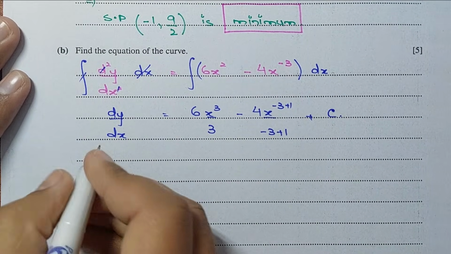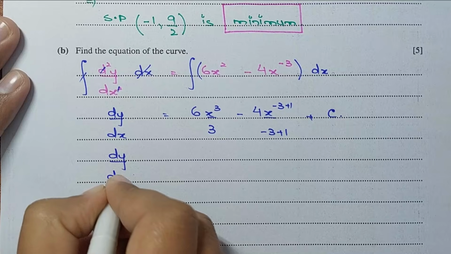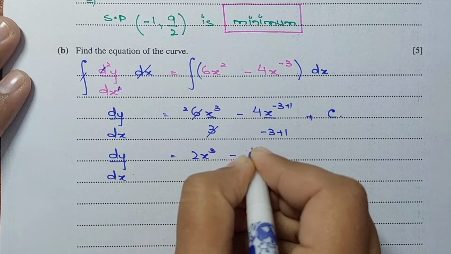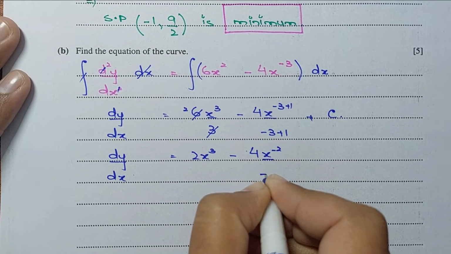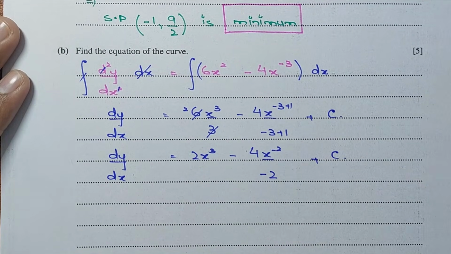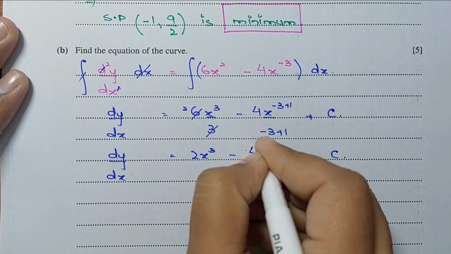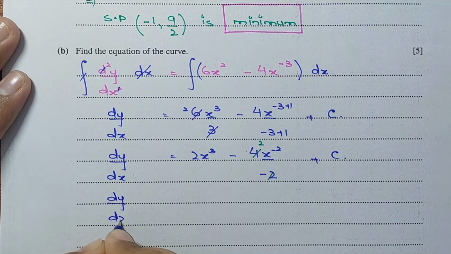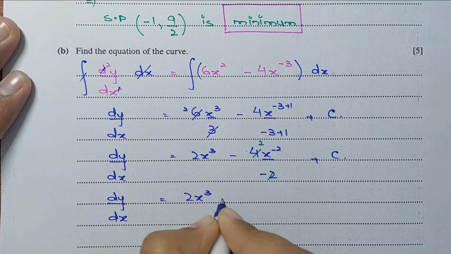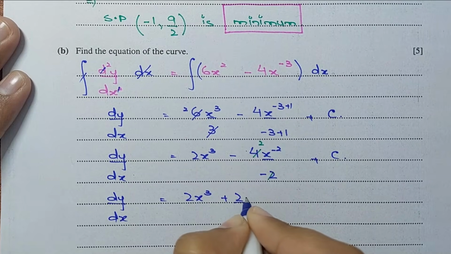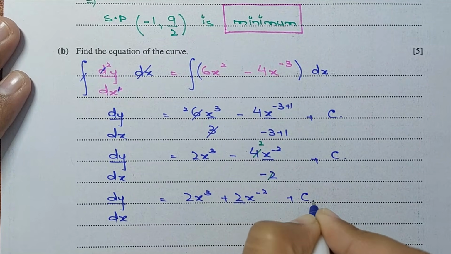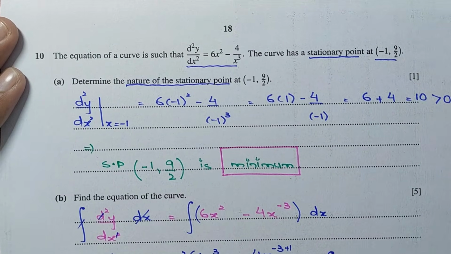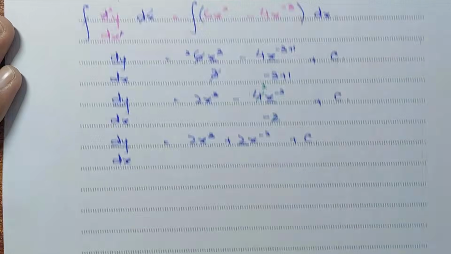Now we have to simplify dy over dx. 3 times 2 is 6, so 2x cubed minus 4x to the power negative 2 over negative 2 plus c, the constant of integration. 2 times 2 is 4 and negative negative makes positive. So dy over dx is 2x cubed plus 2x to the power minus 2 plus c. Now to get the constant of integration, we use the coordinates of the stationary point, (-1, 9/2), right?